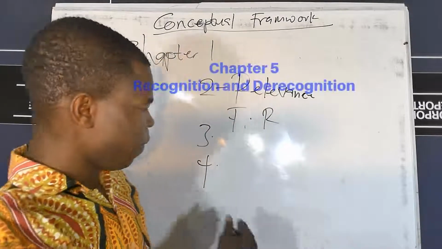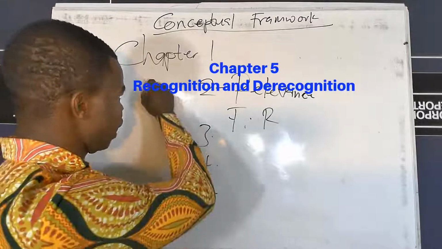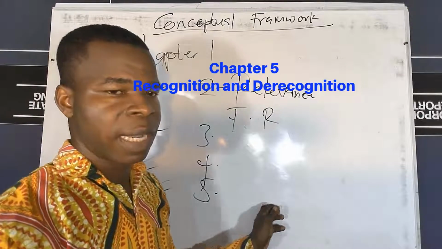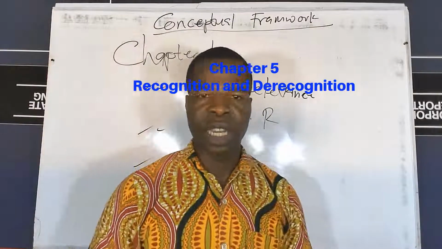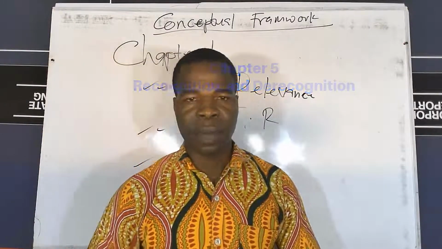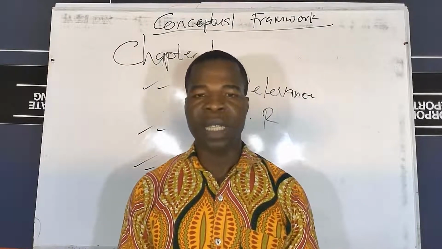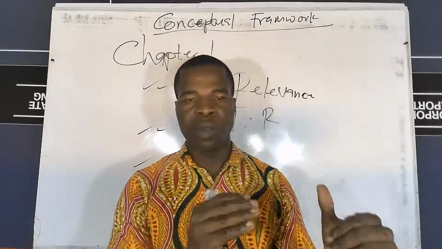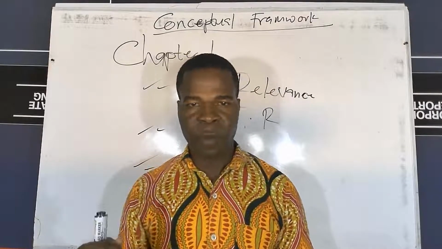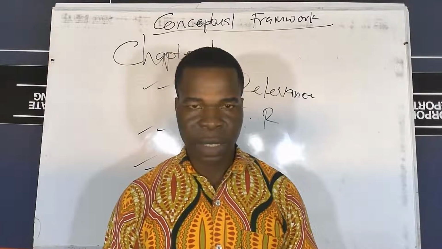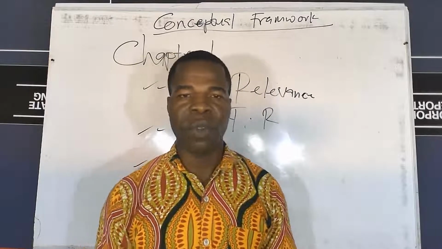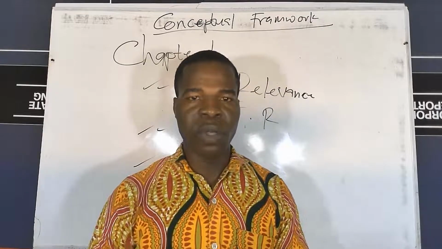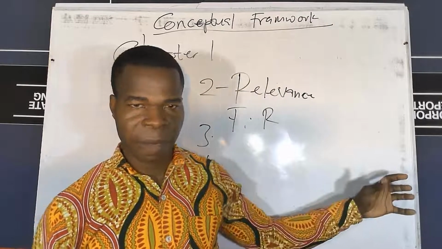Then with chapter 5, we are basically looking at recognition and derecognition of assets and liabilities. Now the standard has provided us with guidance as to when we should capture an item into the books of the entity and when we should remove or take it off from the books of the entity. So when you are capturing or trying to recognize the thing in the books of the entity, that is recognition.